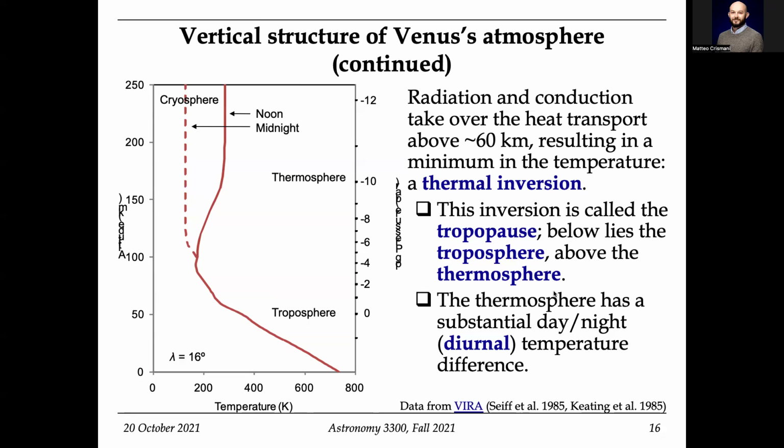The thermosphere on Venus has a substantial day-night difference up here, right? And one of the major reasons for that is that Venus's day is as long as it's here. So on one side, it's getting absolutely blasted by sunlight, and on the other side, it's just chilling.